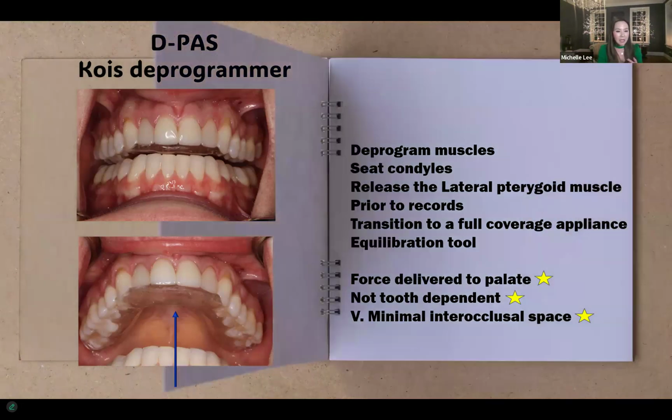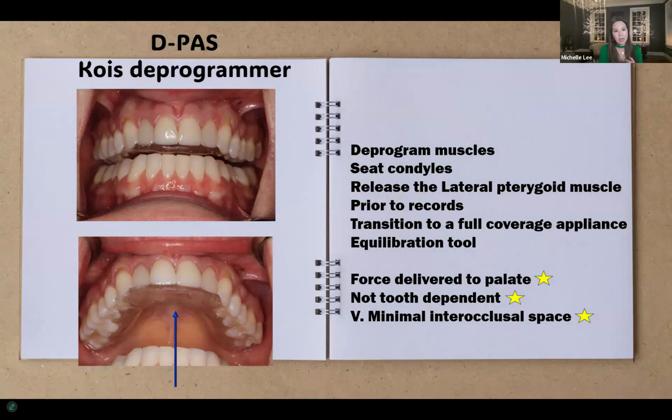Next one on my list, we've got the diagnostic palatal anterior stop, DPAS, and the COIS. So they're both mainly, this picture here is a DPAS, but those of you that have a COIS deprogrammer, I know we're all going to say they look very similar. There's no occlusal wraparound. It engages more the palate, and it delivers the forces to the palate, and it's not a tooth-dependent appliance. So again, it deprograms muscles, it seats the condyle, it releases the lateral pterygoid muscle. We're using it prior to records, transition, and sometimes I'll transition to a full coverage appliance as well. And it's a great equilibration tool. You can start equilibrating the deprogrammer down, and then utilize that as an equilibration tool.